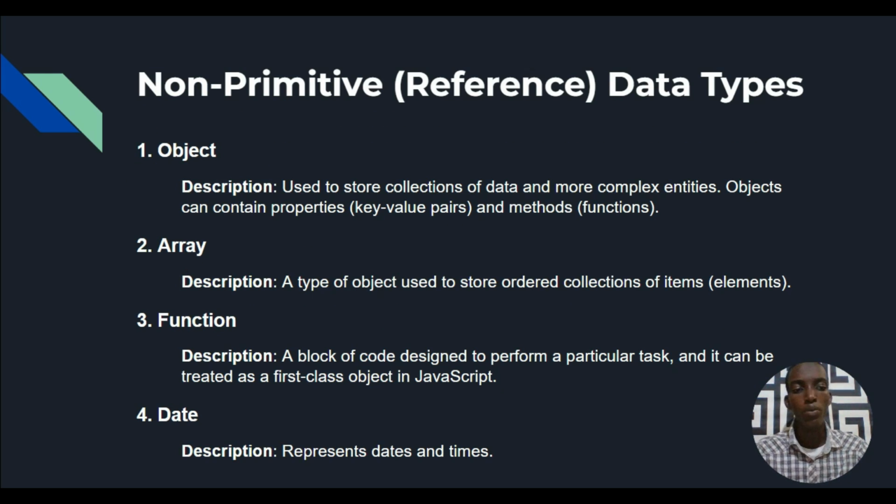Now under the non-primitive, we have things like objects, arrays, functions, and dates. These dates are used in representing date and time. Then we have the function, a block of code designed to perform a particular task, and it can be treated as a first class object in JavaScript. We also have array, a type of object used to store an ordered collection of items and elements. The object is used to store collections of data and more complex entities. Objects can contain properties, key value pairs, and methods, that is functions. We'll actually look into object, array, and function as a topic later on.